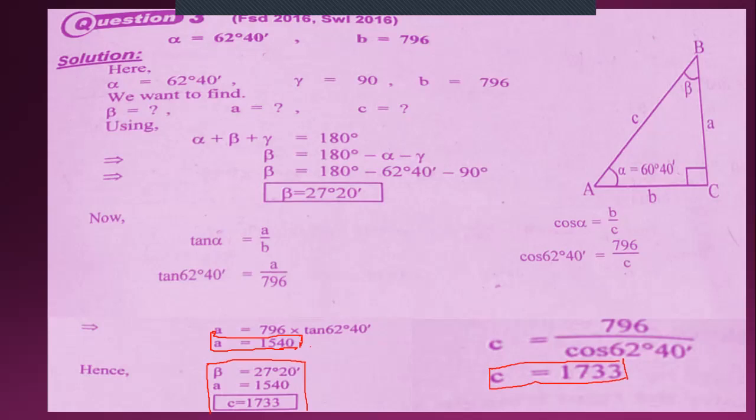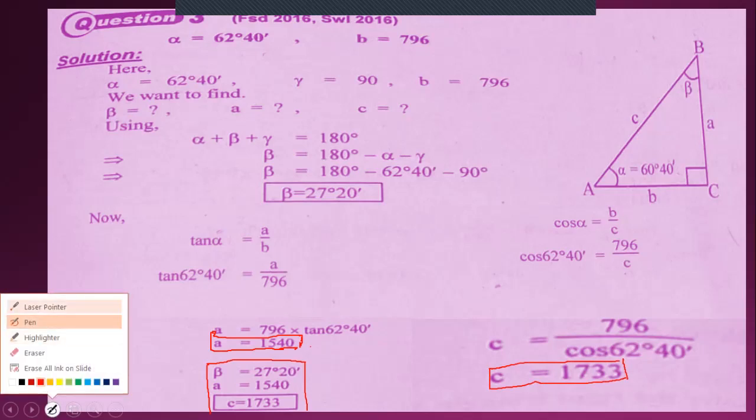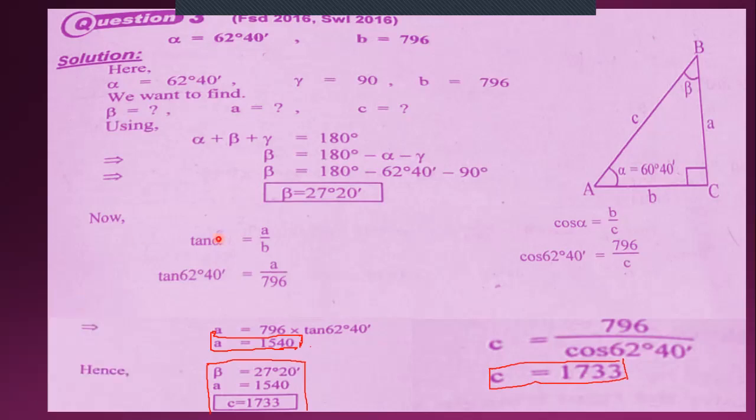It is already highlighted. So these are the three things which were to be found out, and I have highlighted them, and at the end you will write, hence the answer is that. In the similar way, look at the next question.